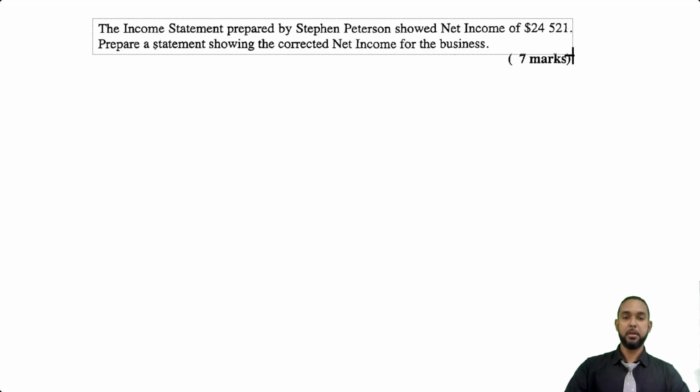Okay, so like I was saying, the income statement prepared by Stephen Peterson showed a net income of $24,521, and they want us to prepare a statement showing the corrected net income for the business.